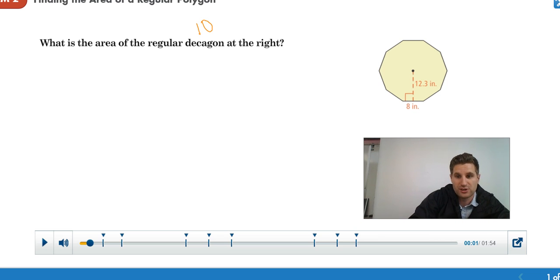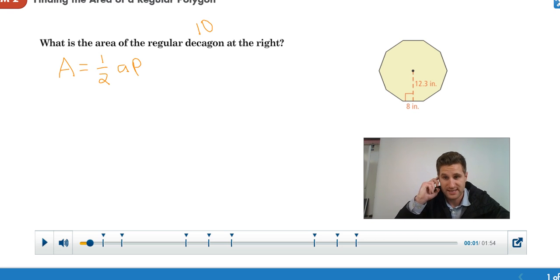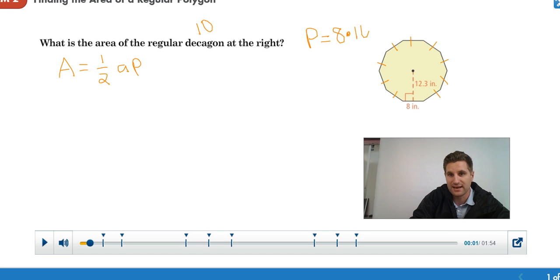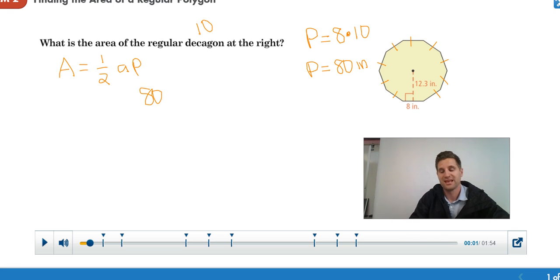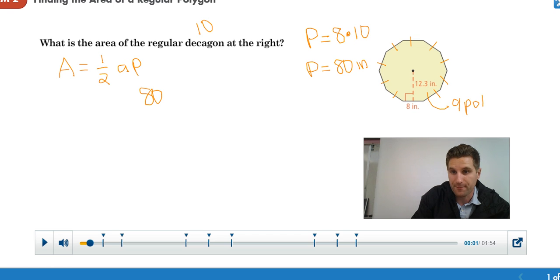What we want to do is use our formula A equals 1/2 AP. P stands for the perimeter. In a decagon, all of these sides are congruent. We have 10 of them, and their side length is 8. So we just do 8 multiplied by 10, and we get our perimeter of 80 inches. We're going to use that, 80, and then the distance from the center perpendicular to the side is called our apothem. This piece right here is the apothem.